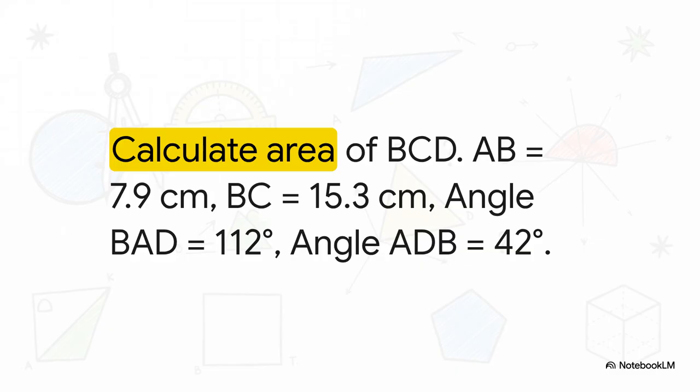Okay, first things first, let's get our bearings. The setup gives us a trapezium, ABCD, where side AD is parallel to side BC. We've got some crucial parameters to work with here. Side AB is 7.9 centimeters and BC is 15.3 centimeters. Then, looking at that top triangle, we've got angle BAD sitting at 112 degrees and angle ADB right at 42 degrees. Out of all this data, our mission is super clear. Calculate the area of the bottom triangle, BCD, correct to 1 decimal place.